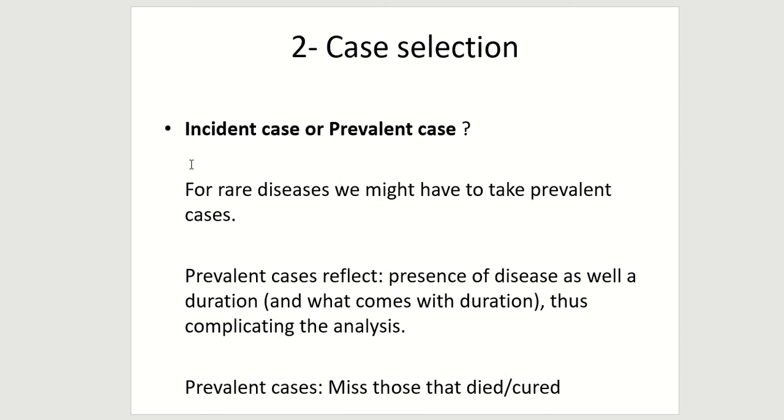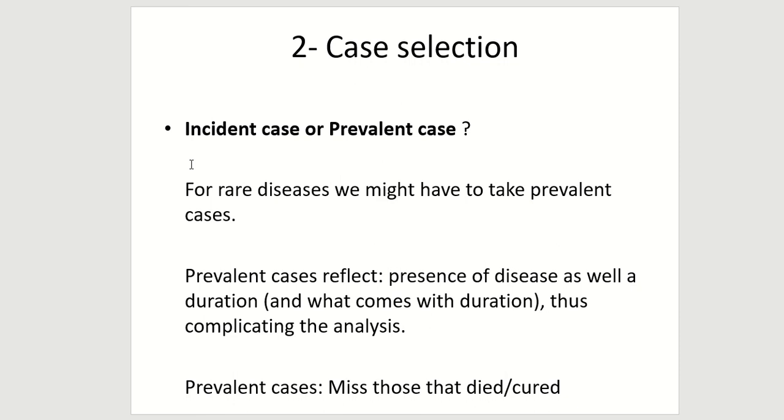For rare diseases, you may have to take prevalent cases to have enough patients. Prevalent cases reflect the presence of the disease as well as the duration of the disease and the complications that come with the disease, and thus its complicated results. Prevalent cases will miss those that died or that were cured.